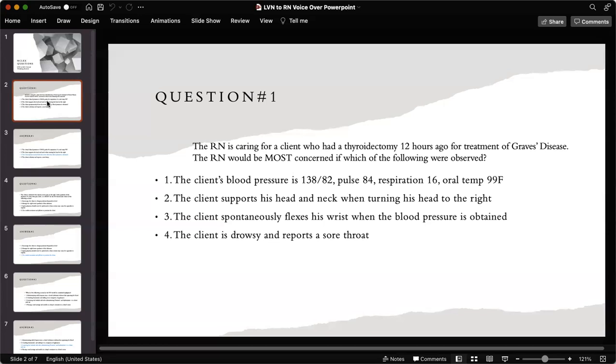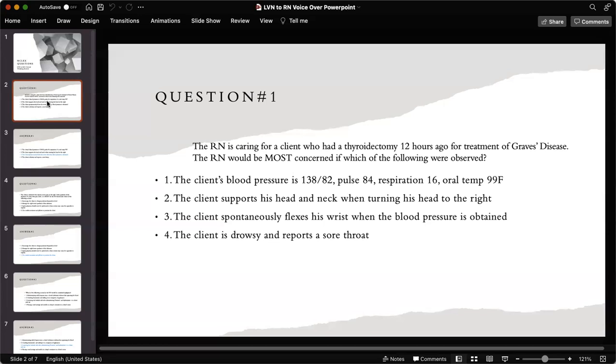And then let's go down to number 4. The client is drowsy and reports a sore throat. That is not ABC. So we can get rid of that. So now we're down to number 1 and number 3, and we're going to go to our next step of the decision tree, which is what is going to be the best outcome for this patient. Okay, so then we need to use our critical thinking skills here.